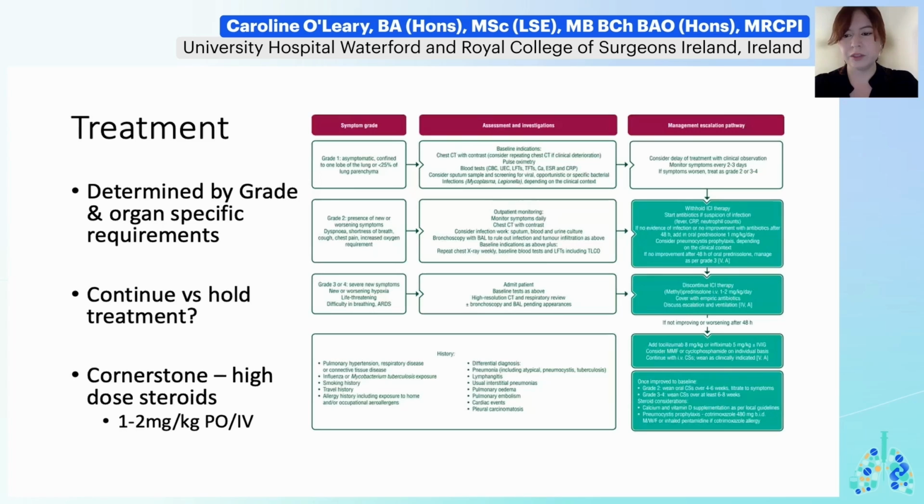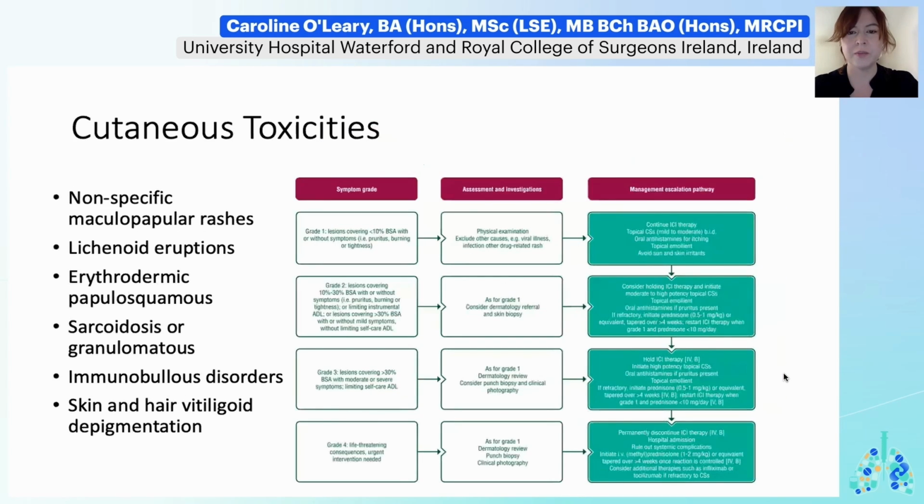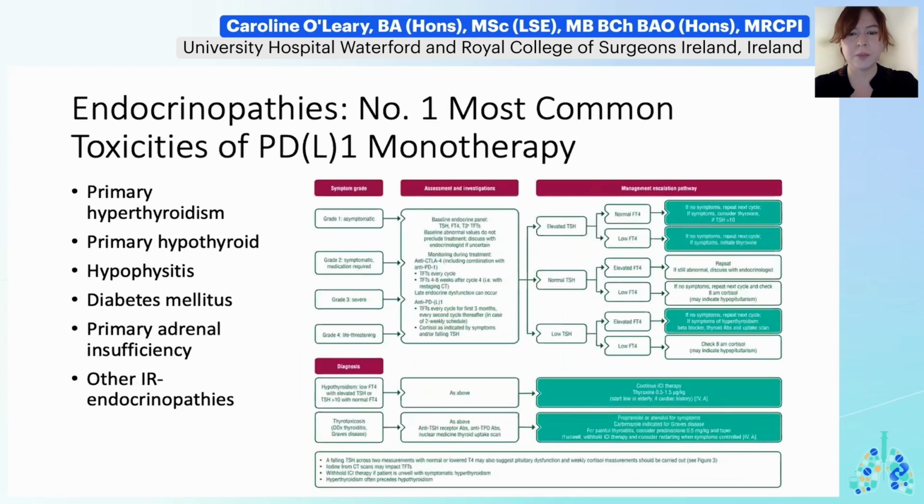The cornerstone of all treatment of immune toxicity is steroids, usually high dose, and these can be given at 1 to 2 milligrams per kilogram from usually grade 2 and certainly grade 3 or higher. Can be given PO at lower grades, but we would recommend IV and up to 2 milligrams in higher grades and severe. Cutaneous toxicities, as I said, different toxicities have different sections and different recommendations. So could be treated conservatively with topical treatments initially, but then would require steroids further on. And as you see, there's a range of different types of eruptions that can occur with this.